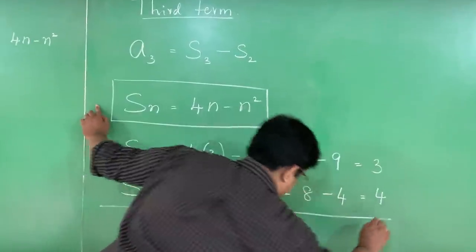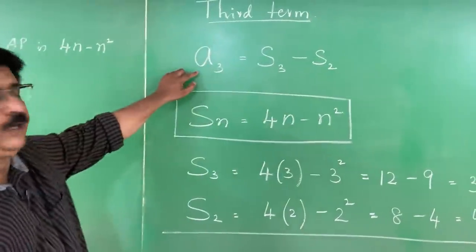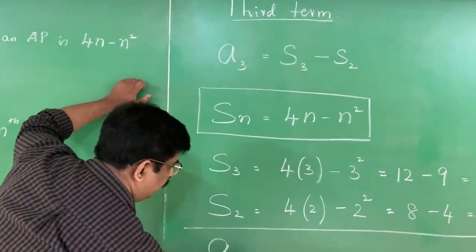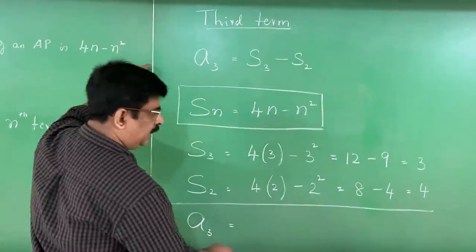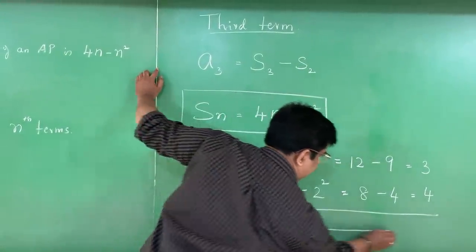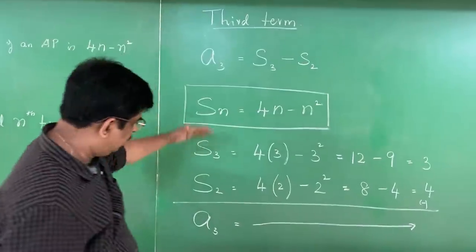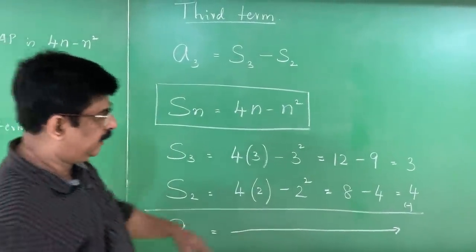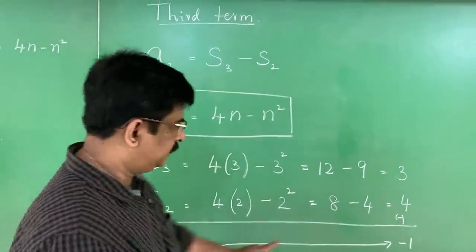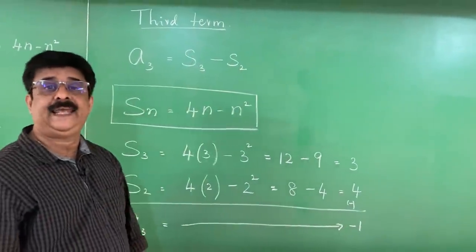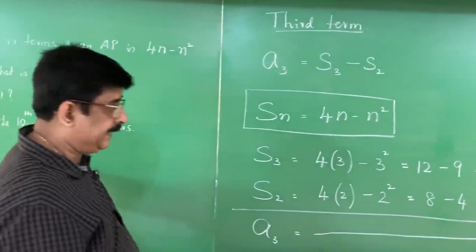Now, by subtracting S3 minus S2, what are you going to get? A3. A3 is equal to 3 minus 4, which is equal to minus 1. A3 is equal to minus 1. That is the answer for A3. Same way, we have to find the 10th term. That is the next one.